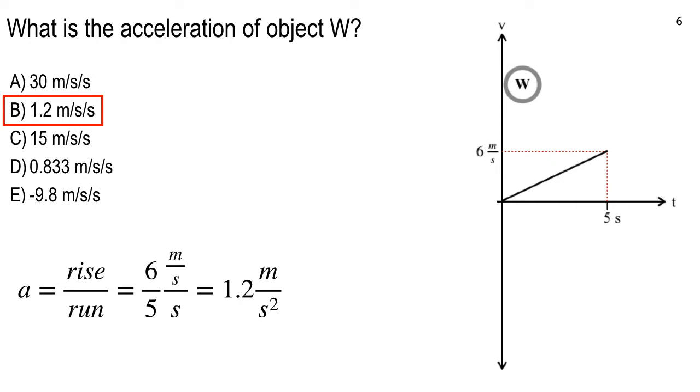And A is incorrect because that's twice the area of the rectangle. You know, twice the area of the triangle, the distance triangle here.